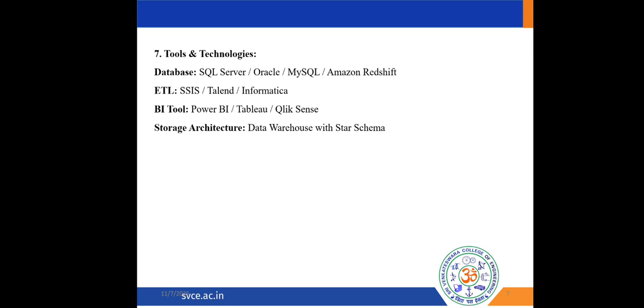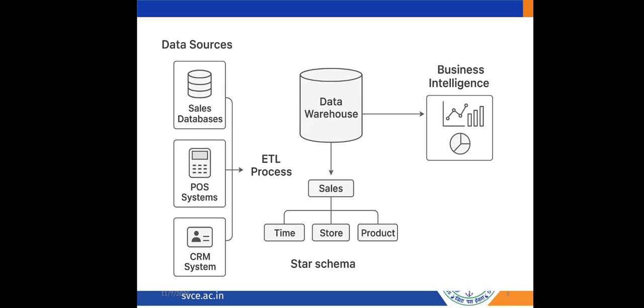And this is the simple diagram of this concept, in which the data is extracted from various sources, that is, from the sales databases, the POS system, which is the point of sale system, and CRM, that is the customer relationship management system. So from all these sources we receive data that undergoes the ETL process: extract, transform, and load.